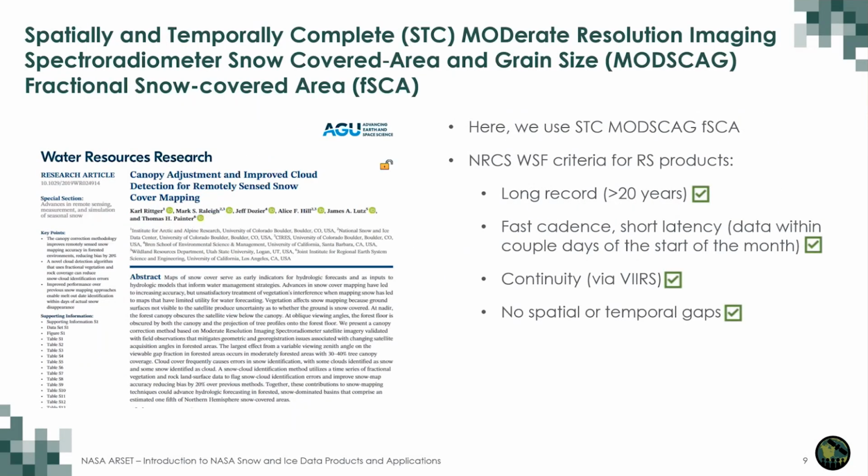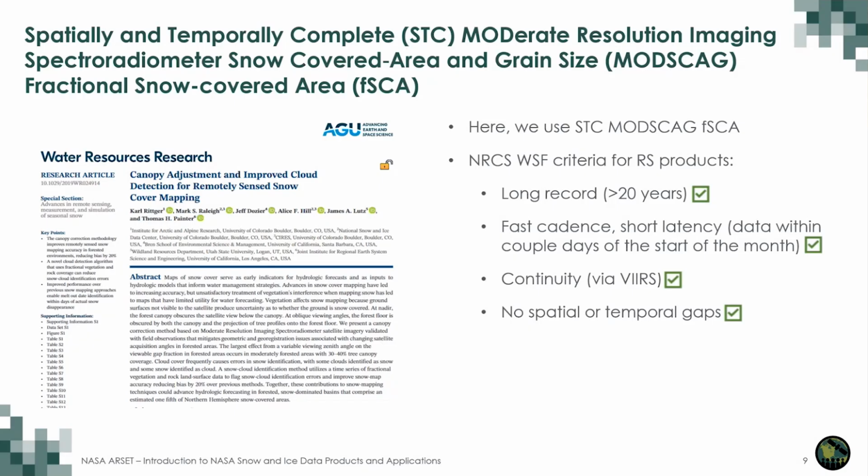So we're using a particular MODIS product here that Karl just reviewed. It's called the Spatiotemporally Complete, or STC, MODSCAG Fractional Snow Covered Area Product, SSCA. So why this particular product? It's about picking the right tool for the job. And for this job, there are certain criteria that the USDA and NRCS needed. One was a long record, 20 years or more.